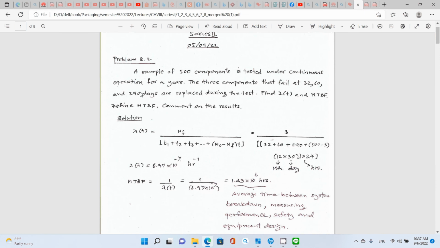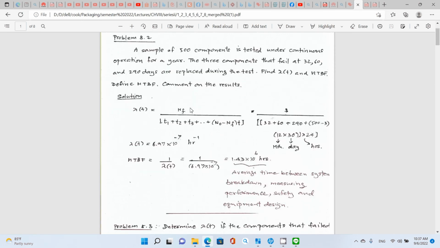Problem 8.2. A sample of 500 components is tested under continuous operation for a year. The three components that fail at 32, 60, and 390 days are replaced during the test. Find lambda t, the failure rate, and MTBF, the mean time between failure. Comment on the result.